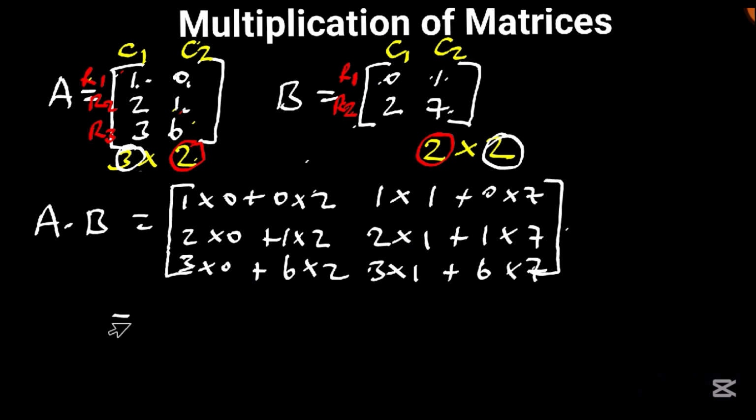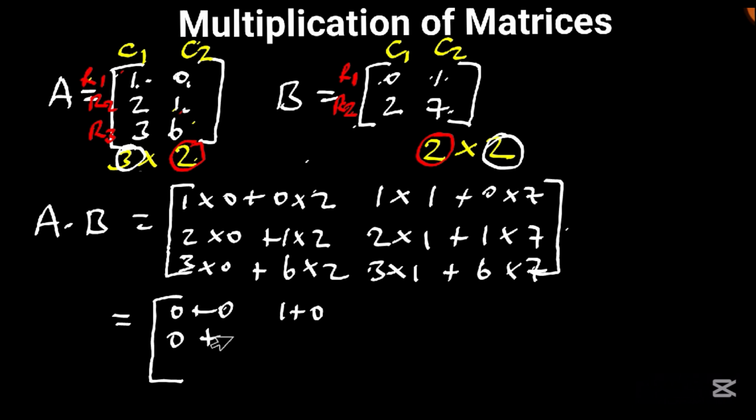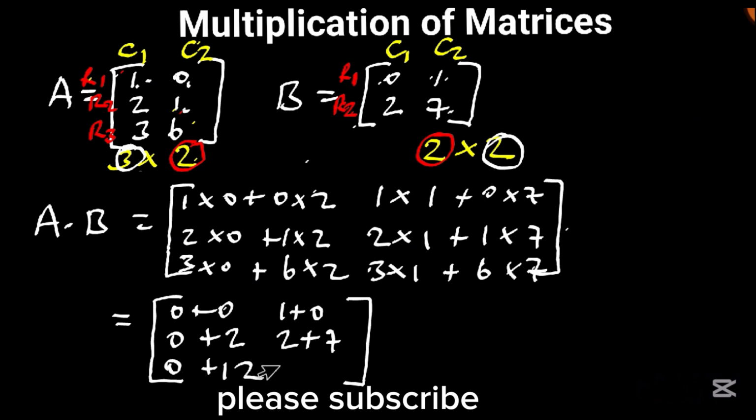And so this is going to be equal to 1 times 0 is 0, plus 0 times 2 is 0. 1 times 1 is 1, plus 0 times 7 is 0. 2 times 0 is 0, plus 1 times 2 is 2. 2 times 1 is 2, plus 1 times 7 is 7. 3 times 0 is 0, plus 6 times 2 is 12. 3 times 1 is 3, plus 6 times 7 is 42.